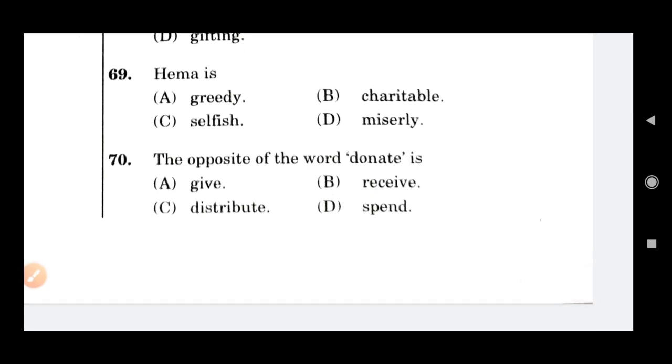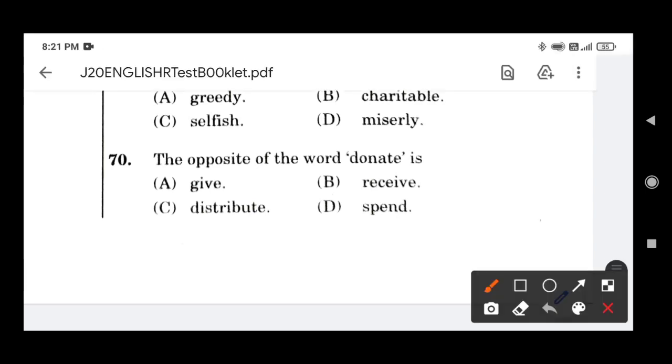Hema is dash. What kind of nature, what kind of character does Hema have? Yes, exactly. It's not greedy. It's not selfish. It's not miserly. It's charitable. And the last question in this passage is the opposite of the word donate.